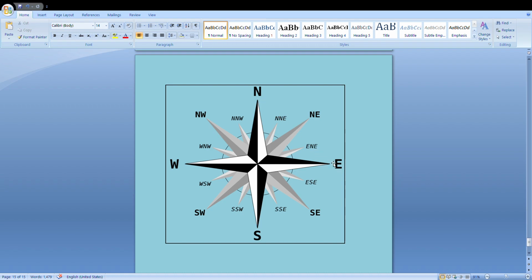The place which is located between north and east will be called NE, not EN. The place which is located between N and NE will be NNE. The place which is located between NE and E will be ENE. Remember why ENE here? Why are we not writing north? Because in this context, E is the main direction.